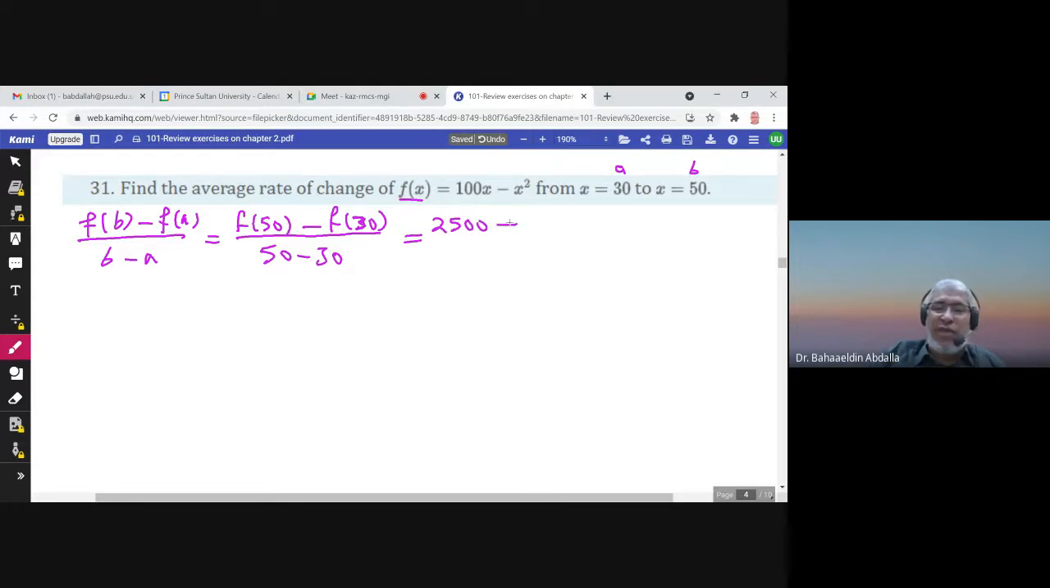Minus f of 30, I replace x by 30. So 100 times 30 minus 30 squared. That's 2100 over 50 minus 30, which is 20. Now 2500 minus 2100 is 400 over 20. The answer is 20. So this is the average rate of change of y from 30 to 50.